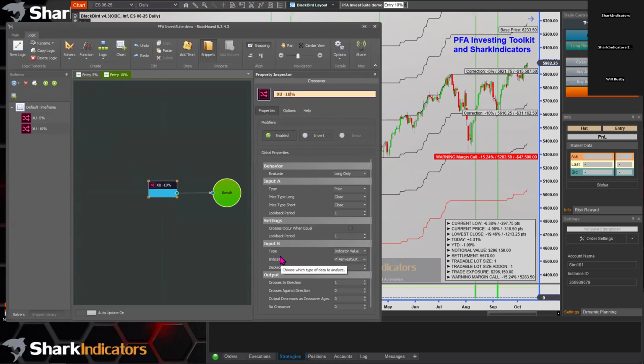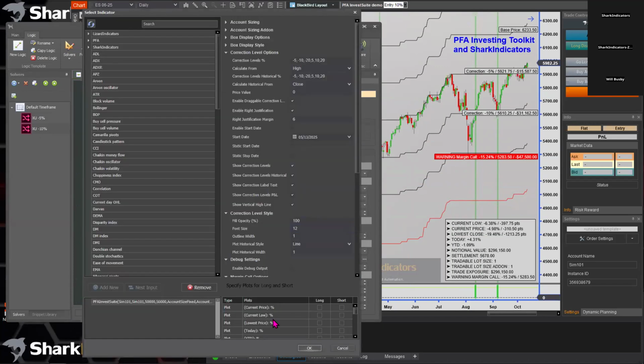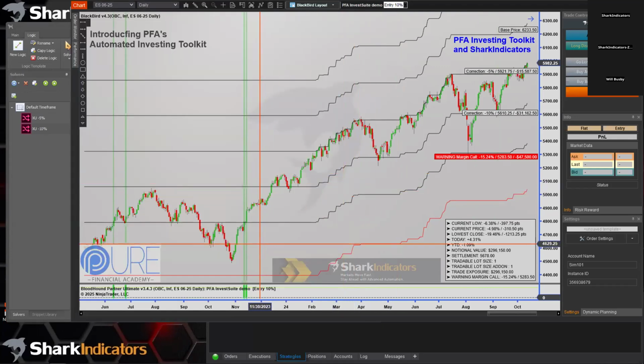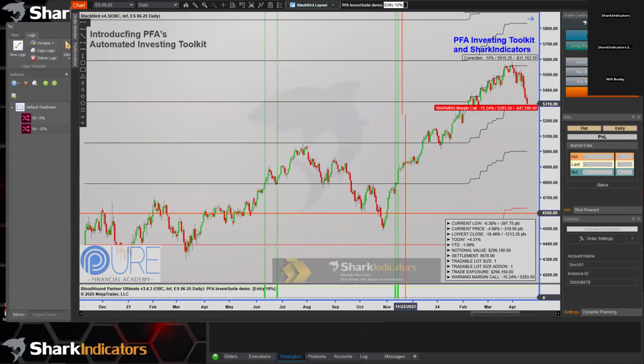And I'm also going to go into the Invest Suite indicator. Again, I'm just using the default values here for all these correction levels, so I don't have to change anything, but I do need to go and select that negative 10% level plot. So I'll select that, and we're good to go there. And yeah, there we go.